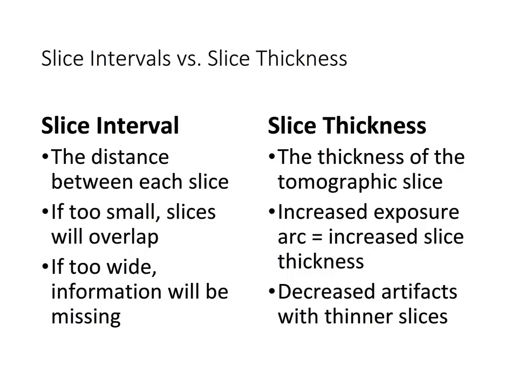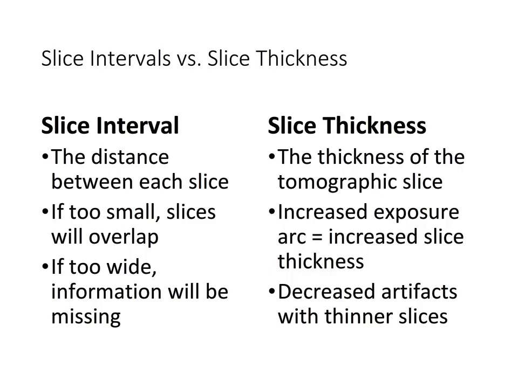This is determined by the set exposure arc. As the arc degree increases, so does the slice thickness. Thinner slices mean better detail and less chance for artifact, but also means the technologist will need to perform additional slices to cover the area. As always, it is all about balancing risk versus benefit.